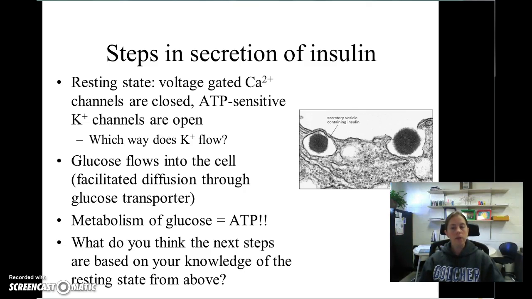So once you have a meal, glucose is transported into beta cells through facilitated diffusion of glucose transporter. You know from lab that cells take up glucose and metabolize that glucose to make ATP that the cell can then use. So when a beta cell takes up glucose, starts making a bunch of ATP, what do you think the next steps are based on this resting state of the beta cells, where you have ATP-sensitive potassium channels and voltage-gated calcium channels? You should pause the video here and sketch out a flow chart of what would happen.